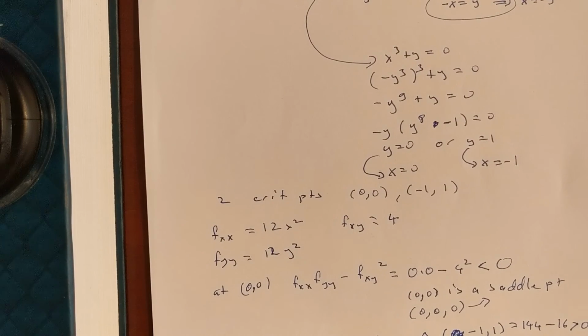This is a local, what was it? It's greater than 0, it's a local min. It's opening outwards. It's concave up.